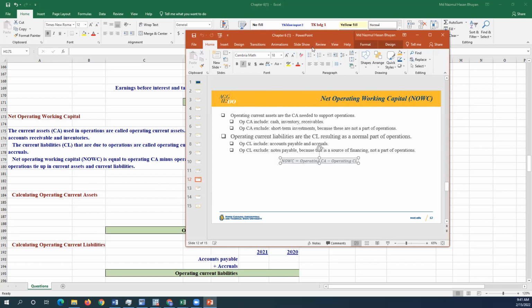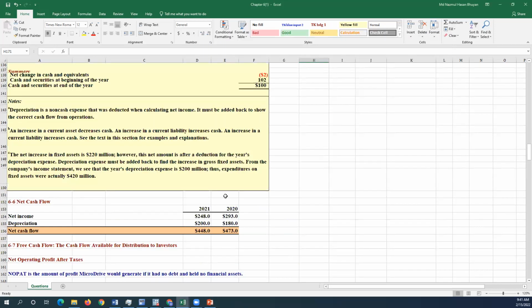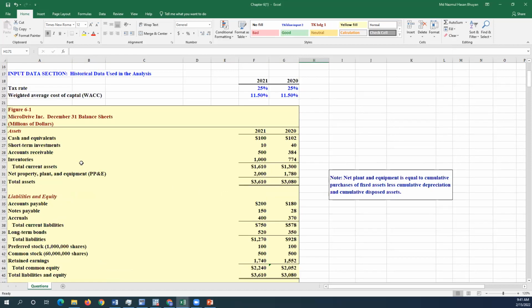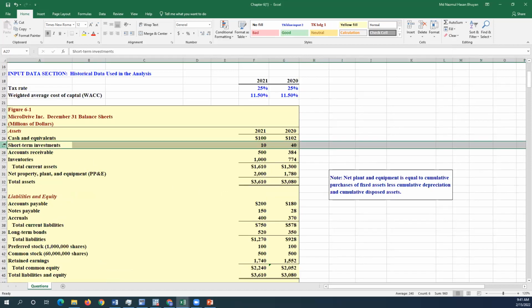Okay. So here in this particular case, we have short-term investment. Besides short-term investment, we have current cash and cash equivalents, account receivable, inventories in the total current assets calculation. So we are going to include these three accounts except short-term investment to get our operating current assets.